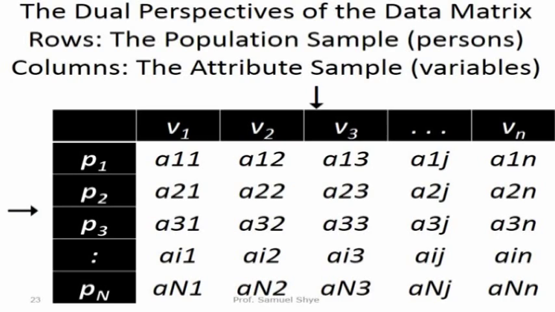the theory. Now, the dual perspective of the data matrix means that rows represent the population sample, usually persons, and columns represent the attribute sample, the variables. In effect, we have here a dual perspective for the same data matrix: the perspective of the columns, the perspective of the rows. Measurement is concerned with the rows.